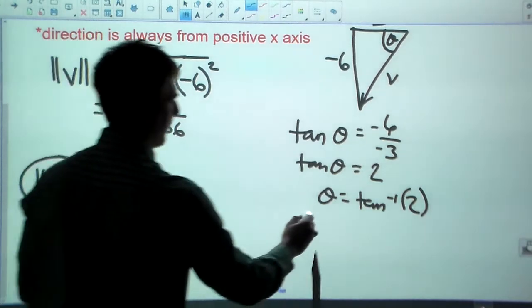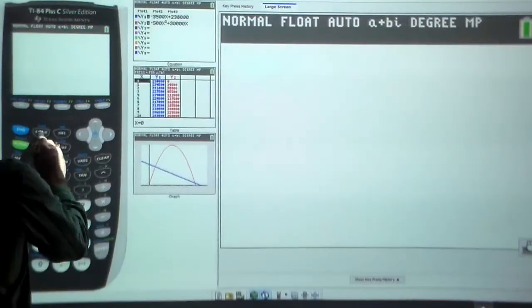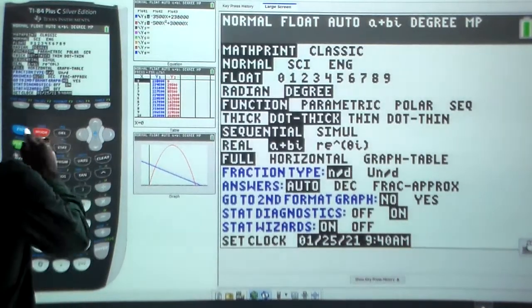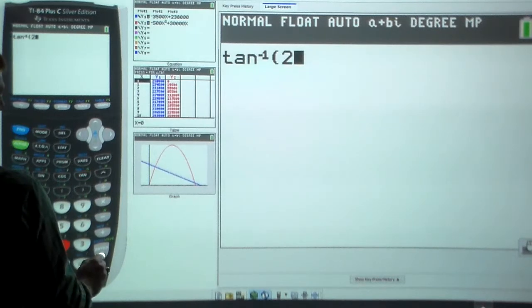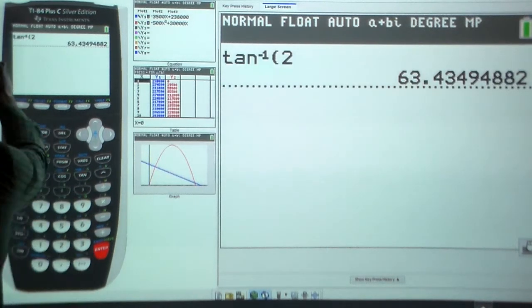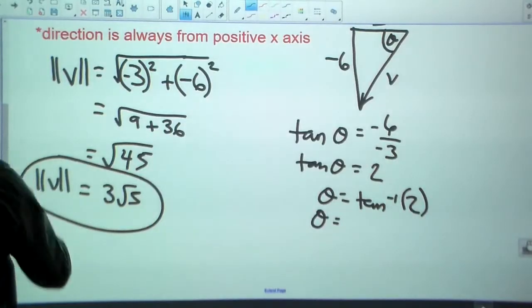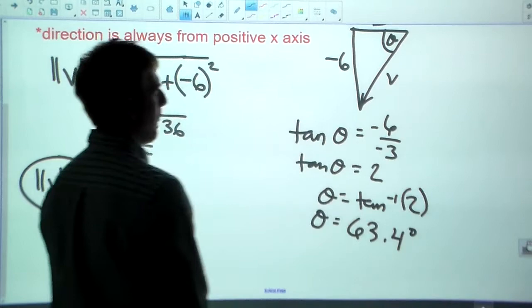We're going to need a calculator. I don't expect you to do this in your head. So we'll make sure we're in degrees. All right, that's good. We want to take an arc tangent of 2. It's 63.4, let's call it that. 63.4. Make sure your answer makes sense.